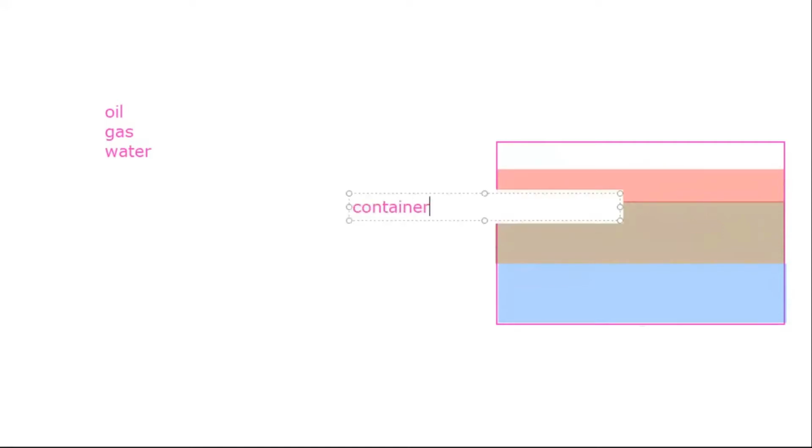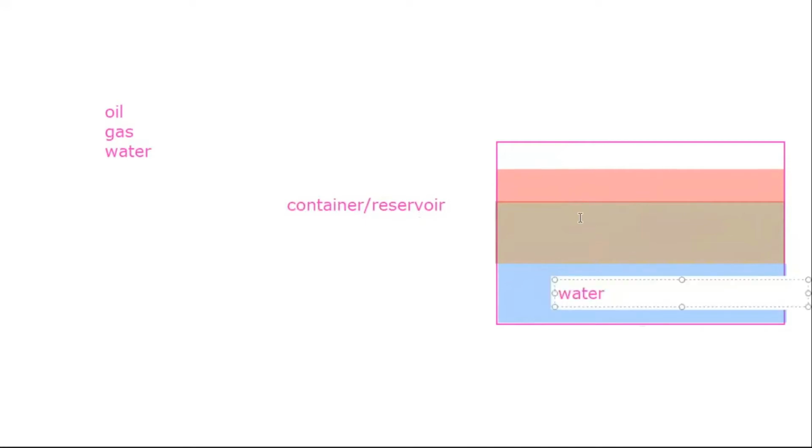Let's say we have the water. Then above it we have oil. Then above it we have the gas. We are talking about here a container. You can say a reservoir. Okay, it has three phases. Below one is the water, this is the oil, and this is the gas.